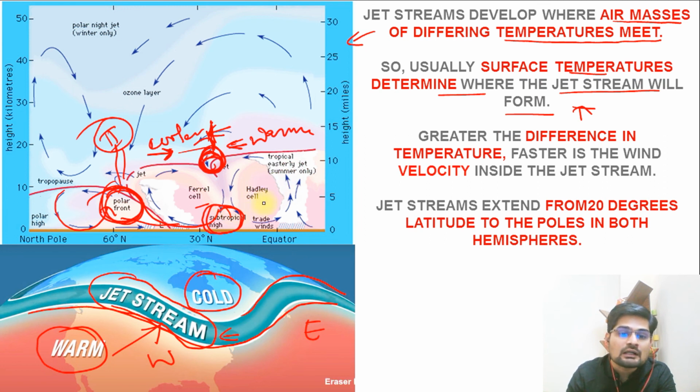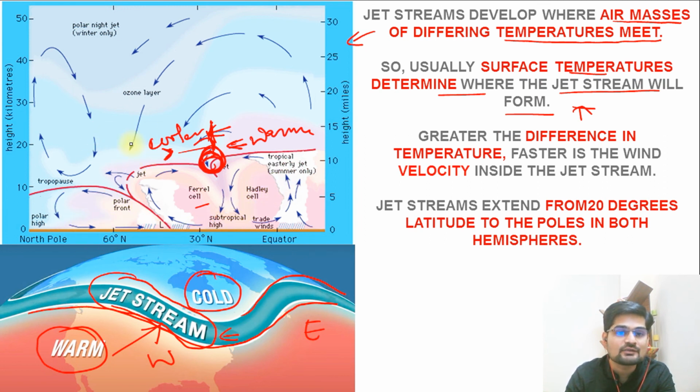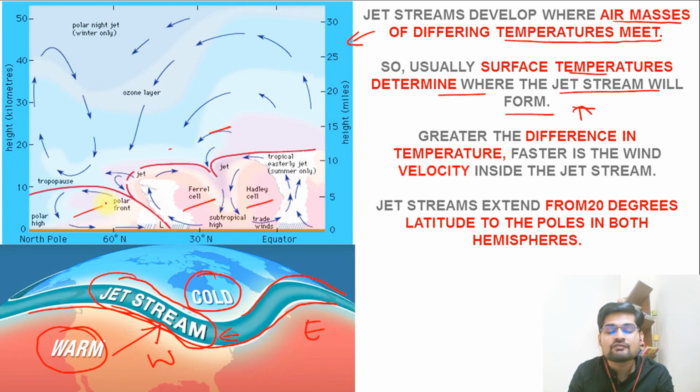So if you have not understood the concept of the tricellular model, please go to the playlist and watch this as well, how the Hadley cell, Ferrel cell and polar cell function, because it is the key factor in understanding the formation of these jet streams. So that is important here. So remember what is important here? The greater the difference in temperature.